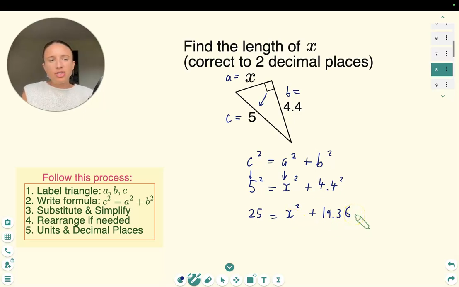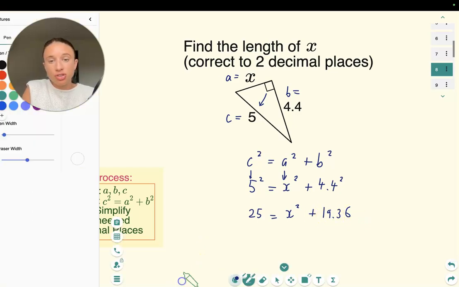Now, we've got an extra step. We need to rearrange this, because x is here. It's got a squared happening to it, and it's got this plus 19.36 happening to it. So in order to undo this, you're going to move what's furthest away from x on this side. Do you think that the squared or the plus 19.36 is furthest? The plus 19.36 is furthest away.